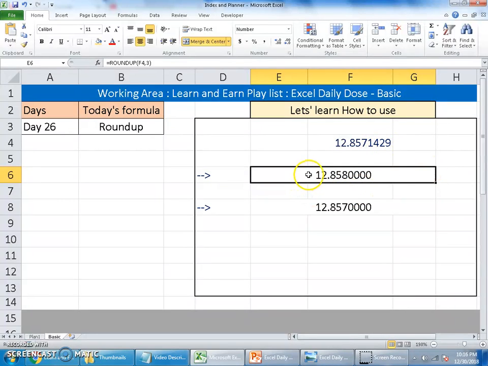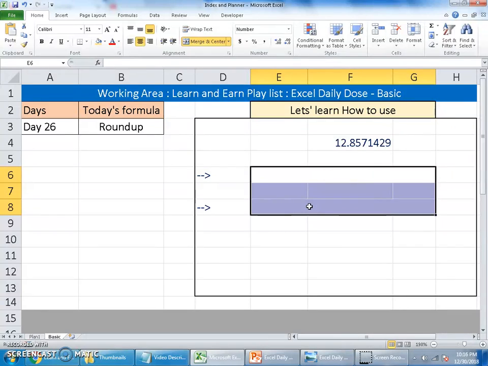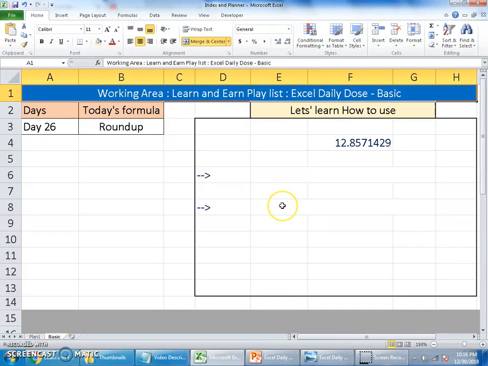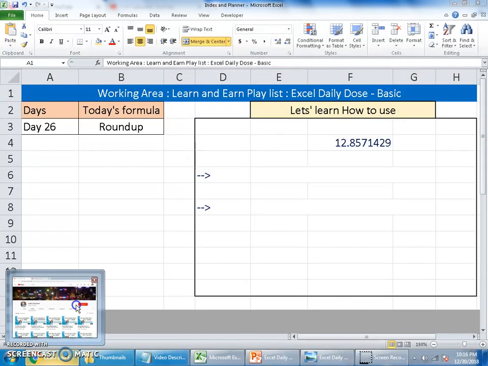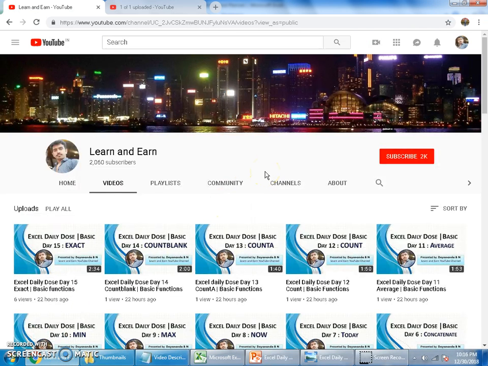Okay, so that's it for today. You may not use this function very frequently, but yes, it's good to know formulas, good to know 30 formulas. So a handful of formulas which help you, we never know, we may get certain situations where we definitely end up using this kind of RoundUp, RoundDown formula.